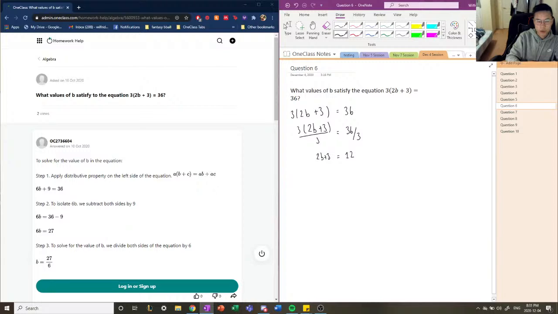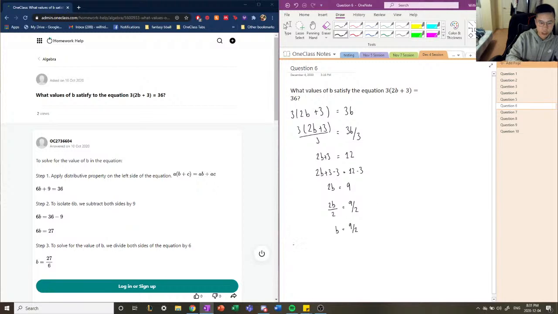Now we're going to get rid of this 3 in here, so we're going to subtract both sides by 3. So 2b plus 3 minus 3 equals 12 minus 3, and that equals 2b equals 9. Finally, we want to get rid of this 2, so we're going to divide both sides by 2. So 2b divided by 2 equals 9 divided by 2. And what do you know? We get 9 over 2.